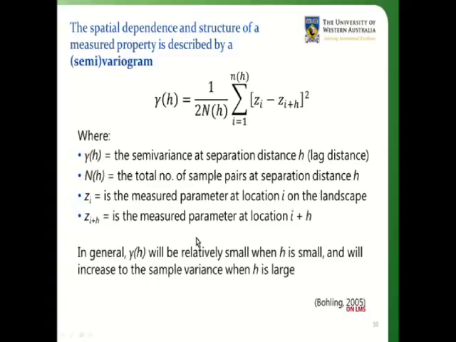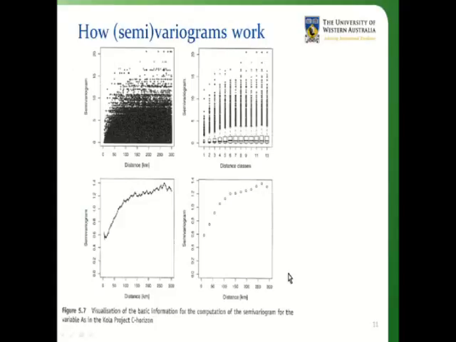The form of the equation suggests that the semivariance, so gamma h, will be small when h, the distance, is small. So we'll have small variance, or conversely related points at close distances, and as we increase the distance, ultimately we'll reach the variance for the whole data set. So let's have a look at how this might work.